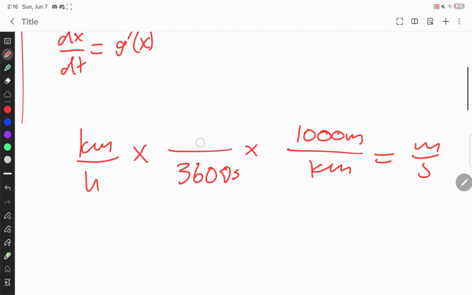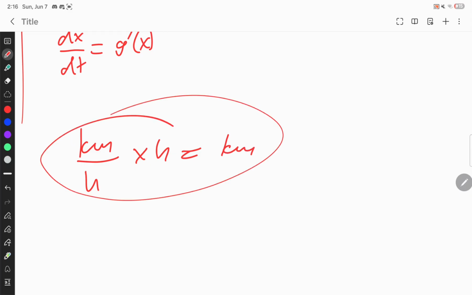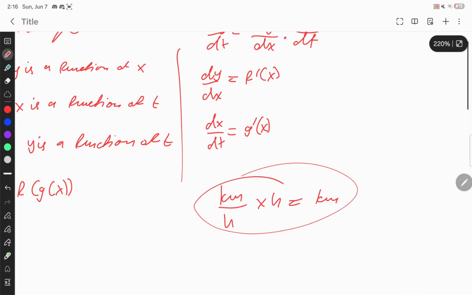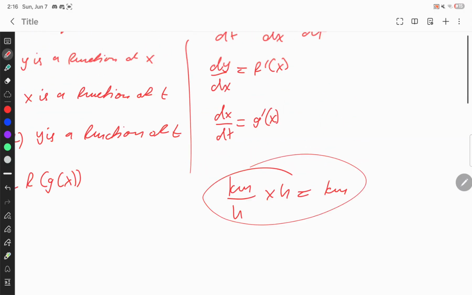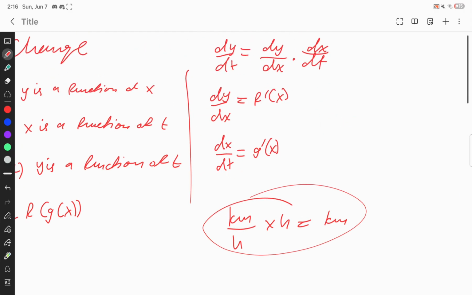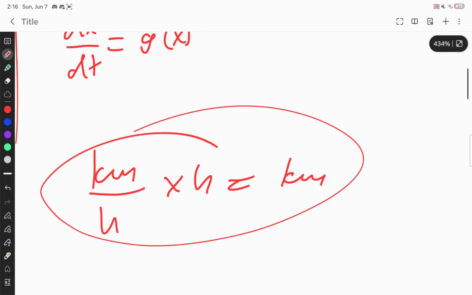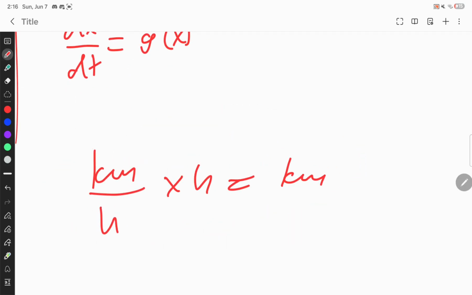This is a bad example. This is speed. If you multiply it by hours, then you get a distance. We cancel out units. Okay, we cancel units. We do the same thing here. We cancel out rates by using rates, basically. If we want to find this, how much distance?